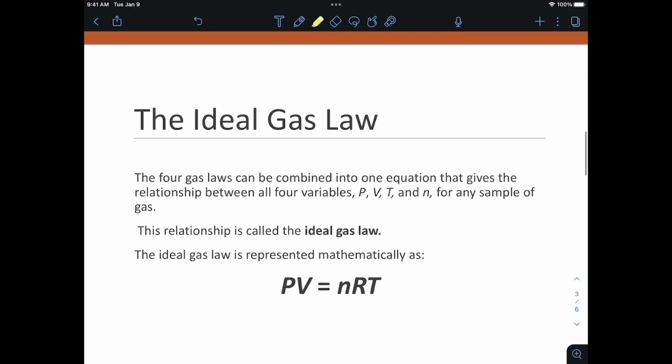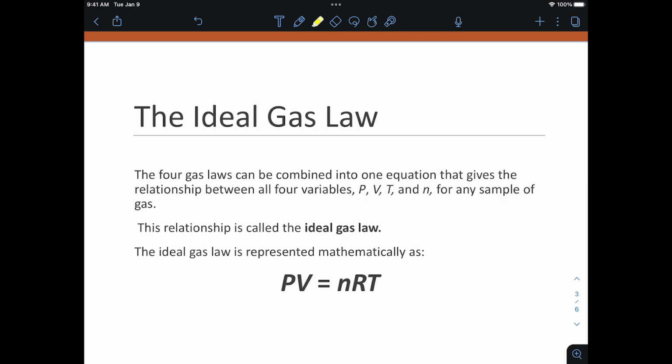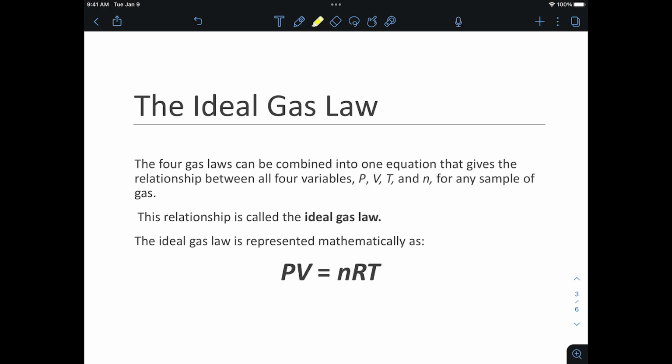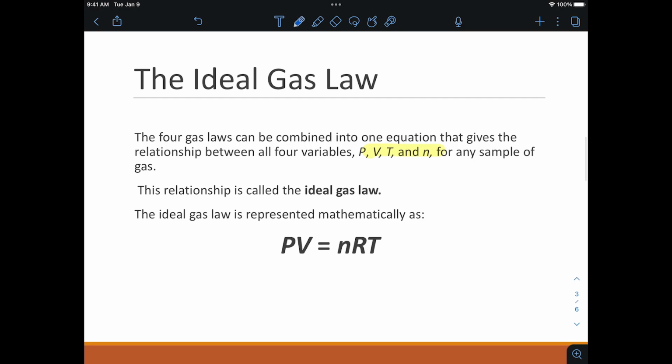The ideal gas law is written below, and you can see that it has four variables: pressure, volume, temperature, and number of moles for any sample of gas. We call it the ideal gas law. It looks like PV = nRT. And let's go through what every variable means so you're well aware of what needs to go where.